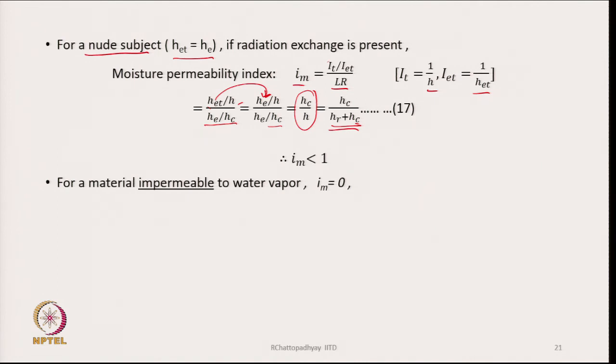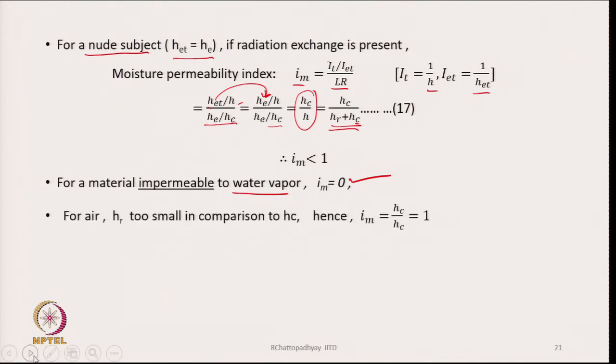Mathematically, we can say the numerator will always be less than the denominator, because the denominator has an additional term h r, which we have to add to h c to get the denominator. That basically means the I m value will always be less than 1, because the numerator is always less than the denominator in equation 17. So moisture permeability index will always be less than 1. For a material impermeable to water vapor, I m is going to be 0, and for air, h r is too small in comparison to h c.